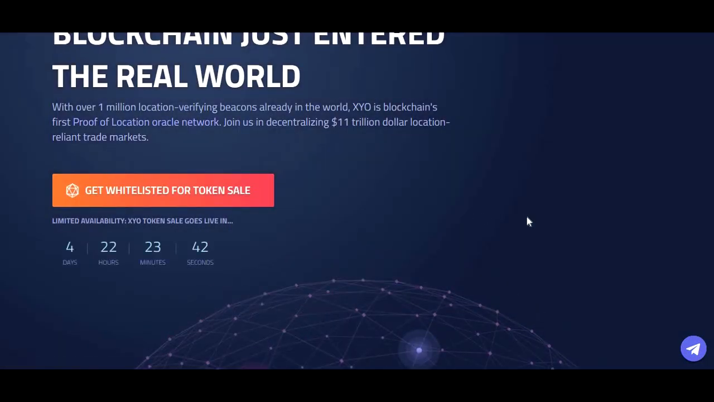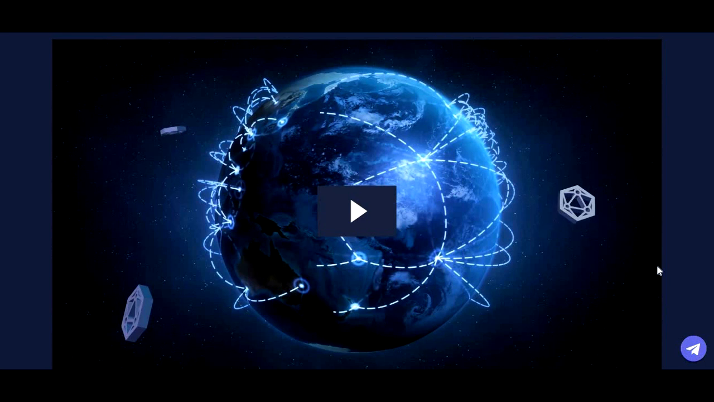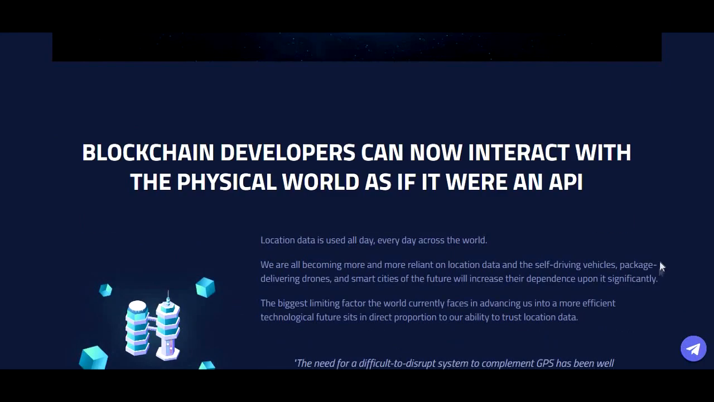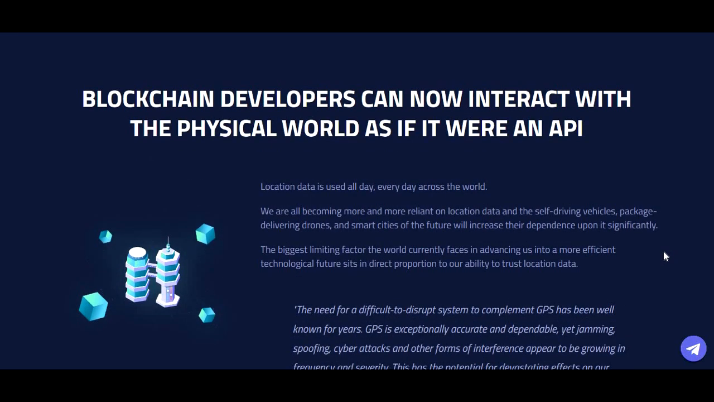So let's go back. Below, you can see the video that explains the principles of how XYO network works. It shows that the main idea was to combine the opportunities of blockchain and Ethereum technology in order to track anything in the world. The beacons that were made by this company are created in order to make a cryptographical picture, or cryptographical map, of the world.